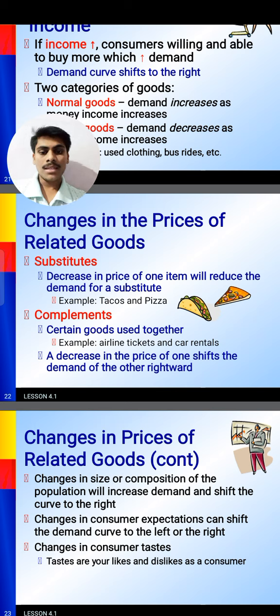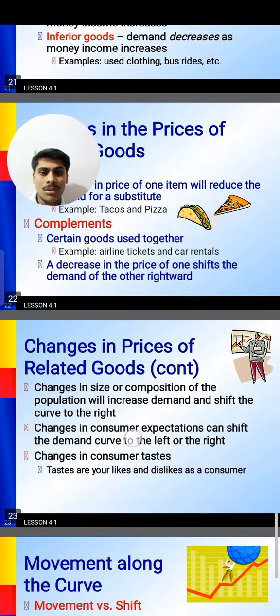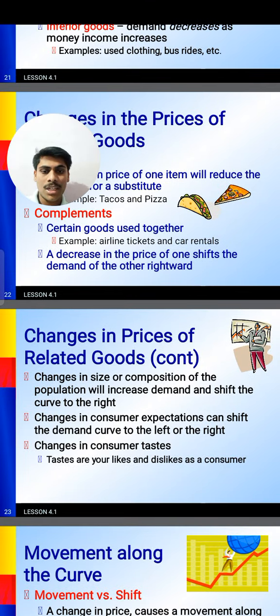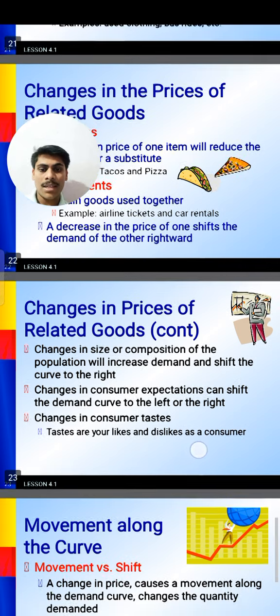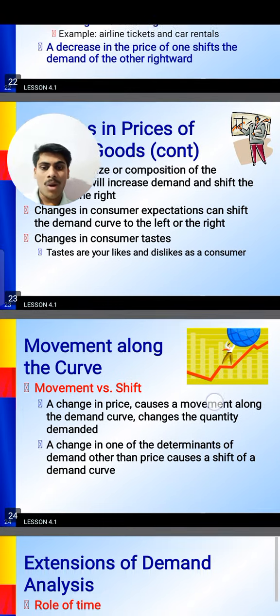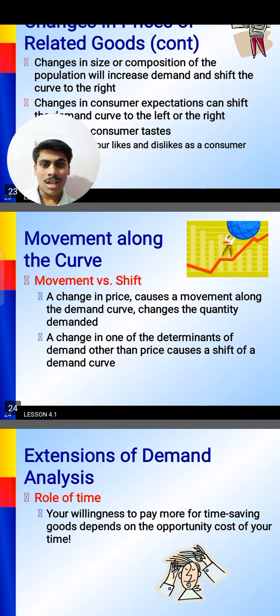Next we can learn about other changes in demand. Changes in the size and composition of the population increase demand and shift the curve to the right. Changes in consumer expectations shift the demand curve, either right or left, and so do changes in consumer tastes. Then there is movement along the curve versus shift of the curve. A change in price causes a movement along the demand curve. A change in quantity demanded due to other factors causes a shift of the demand curve.